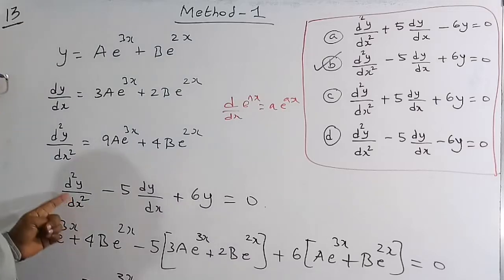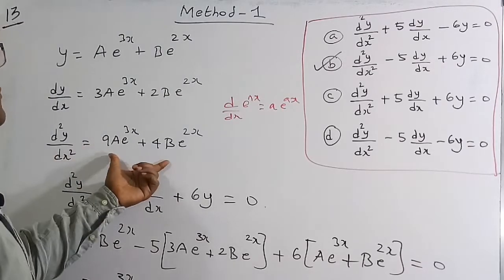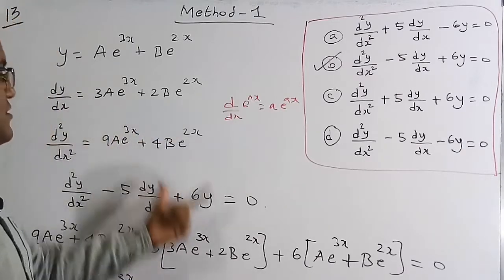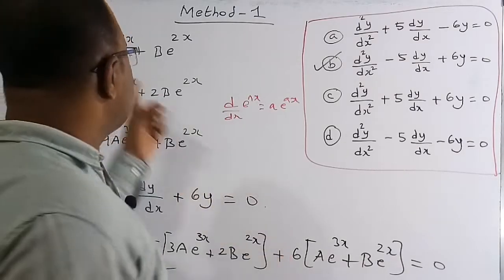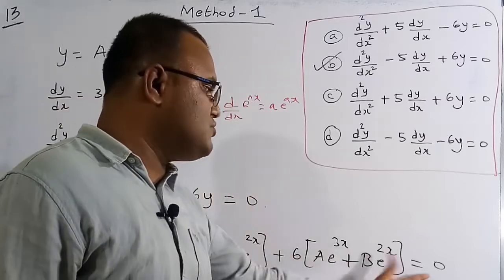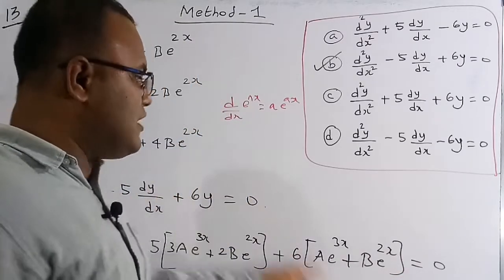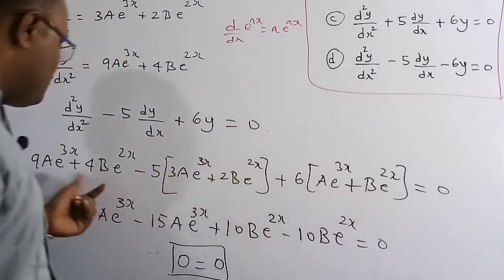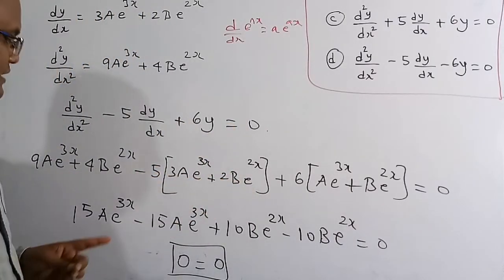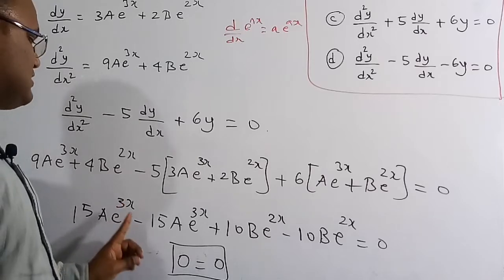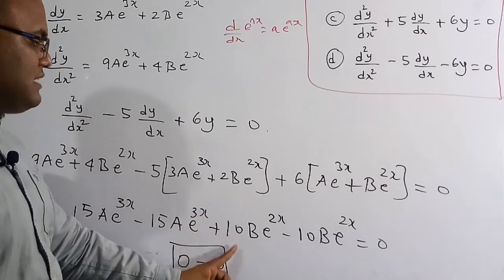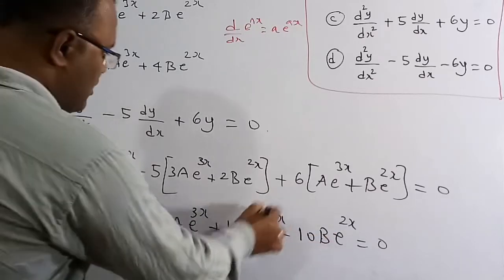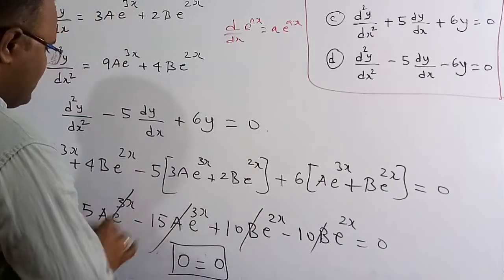So d square y by dx square, this is the equation, so I have substituted here, and minus y into dy by dx, this is the equation, I have substituted here, plus 6 into the value of y, this is the equation, is equal to 0. If I do the simplification and this value is equal to 0, then only it is a correct equation, otherwise it will be incorrect. Now if I do the simplification, finally I am going to get 15a into e to the power of 3x minus 15a into e to the power of 3x plus 10b into e to the power of 2x minus 10b into e to the power of 2x. These two are going to get cancelled and these two are going to get cancelled.